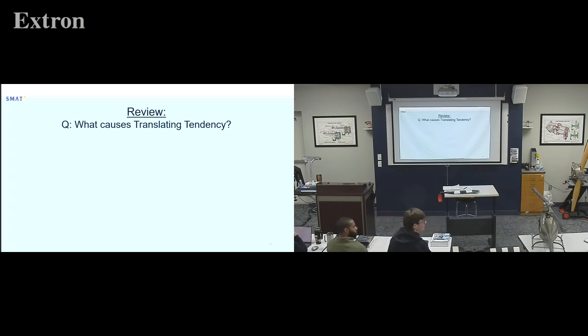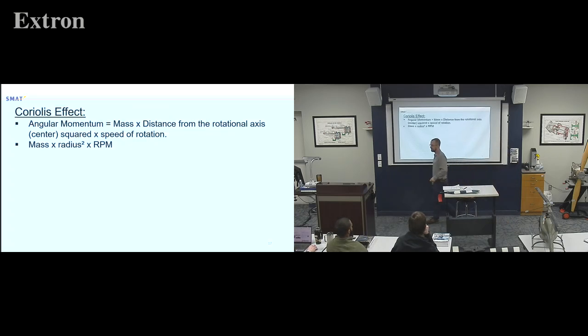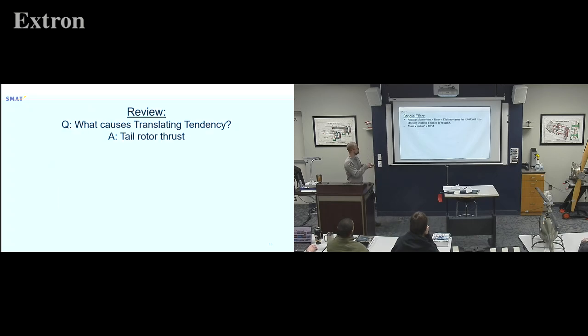Yeah, so your torque's going to drive opposite of the blade rotation. So if the blade's coming this way, which in America most are counterclockwise anyway, the tendency is for this tail to go towards the blade direction. So it's going to come this way; that is the torque tendency. Okay, so tail rotor thrust, translating tendency. Okay, Coriolis effect. Any questions on this?